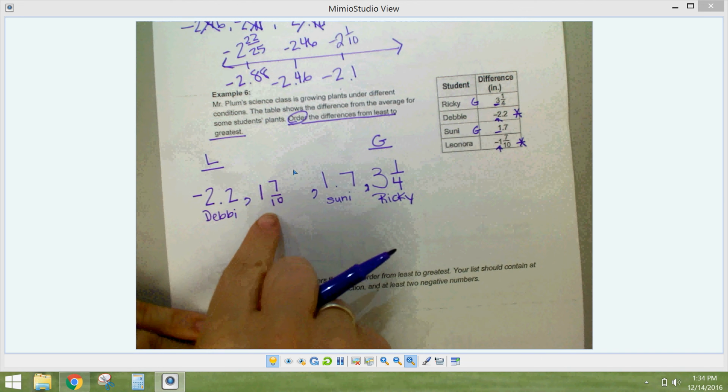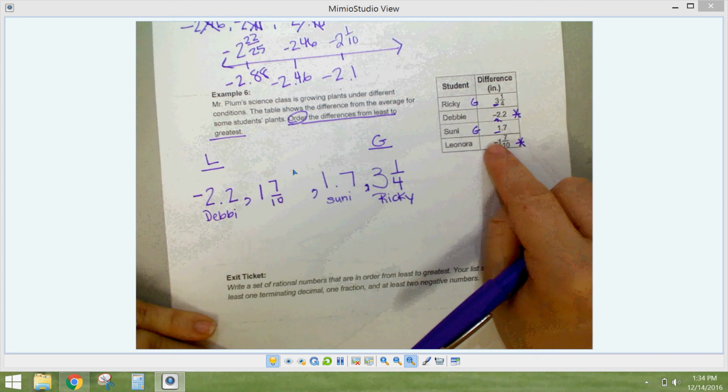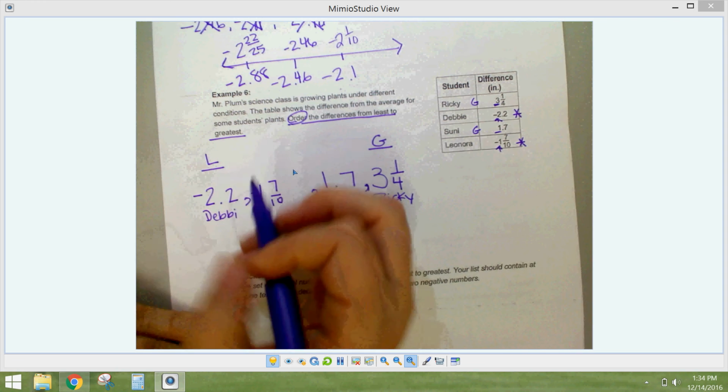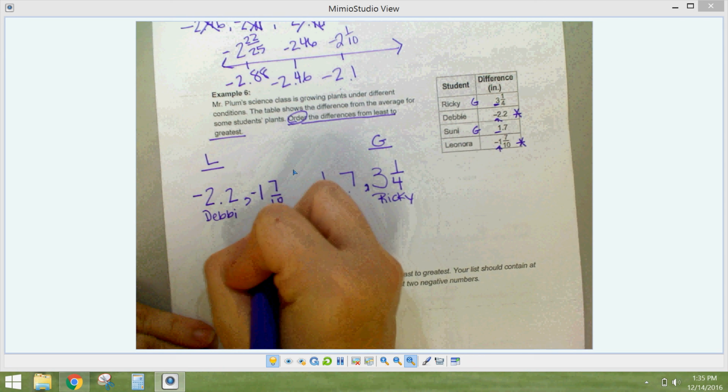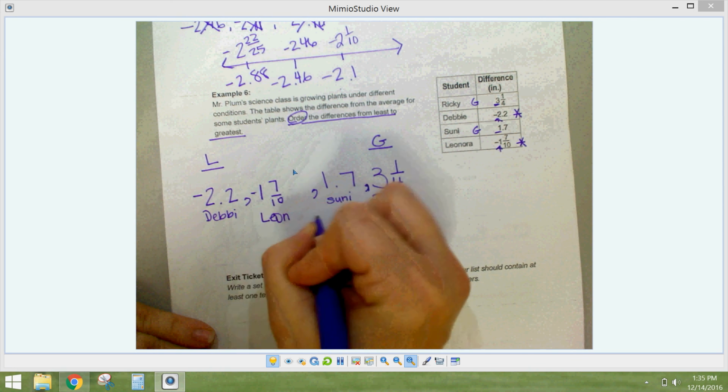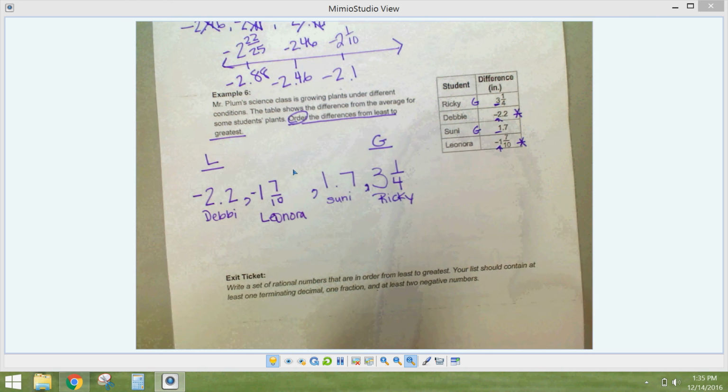Now, if I left it like this, that would not be okay because it's a negative. So I need to make sure I put that negative in and do Lenora. That's her name, Lenora.